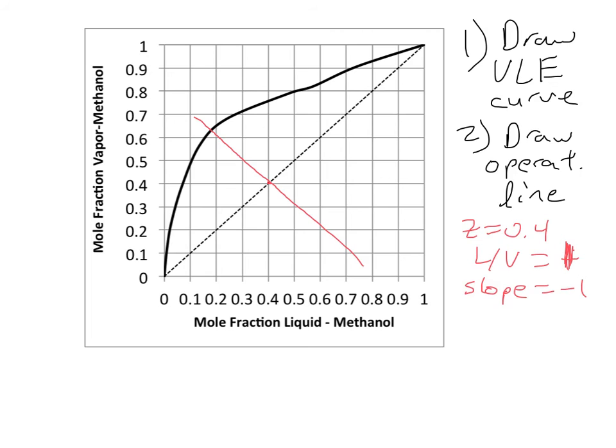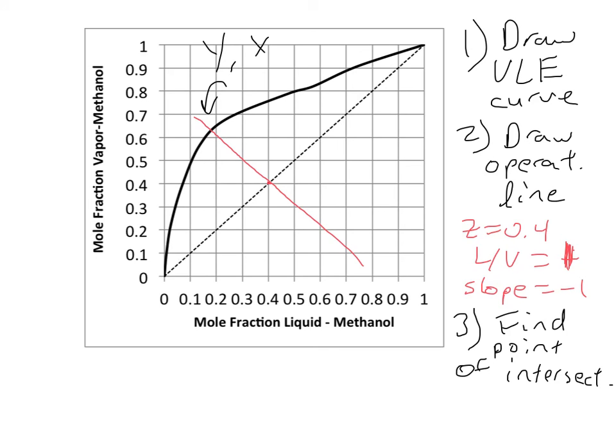And then step 3 is to find the point of intersection between those two lines here. So in this case, my point of intersection is that place right there. And then I go ahead and read the y and x values just by looking at that point of intersection. So in this case, the liquid mole fraction of methanol is probably about 0.18, and the vapor mole fraction of methanol is about 0.64.